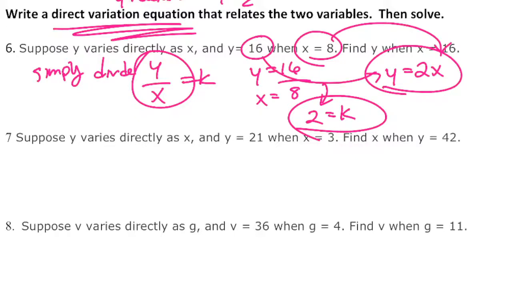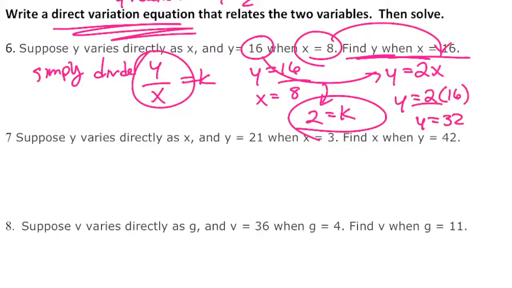Now, technically, we're not done with this. You know why? They did not ask us for just the equation. They asked us to find y when x equals 16. Well, that's no problem, though, because our equation is right, and we checked our equation, so we know it's right. y equals 2 times 16. Therefore, y equals 32. Piece of cake. Okay? Let's move on to the next.